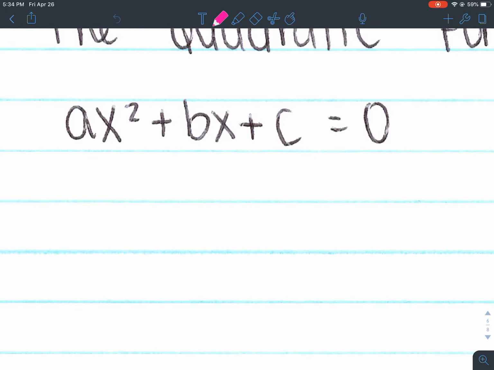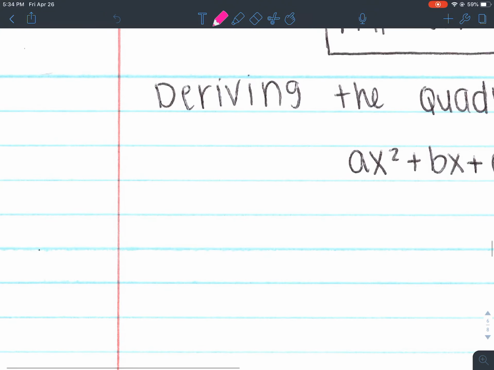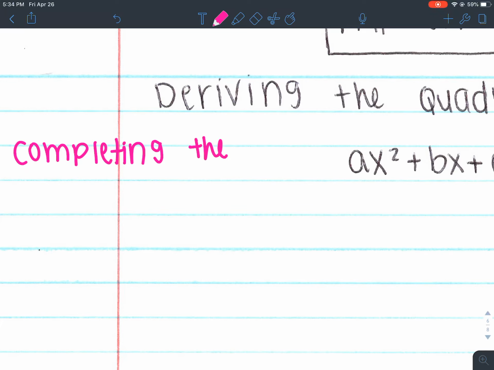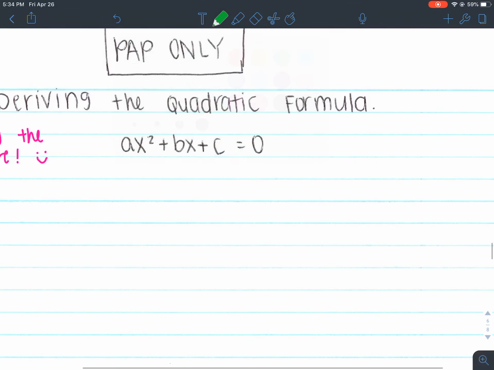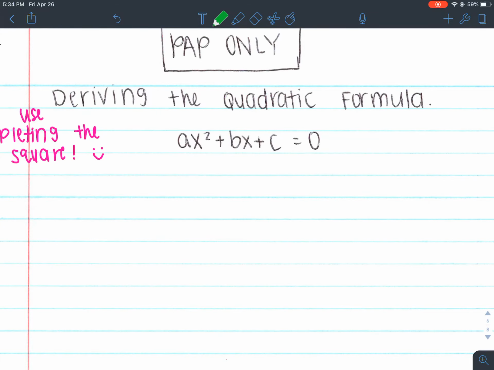form. You're going to start with a standard form quadratic. Now, in order to derive, we need to use the process of completing the square. Okay? Smiley face. Okay. I know it's not going to be the prettiest thing, but I did teach you completing the square before this, so we should know the basic concepts of completing the square.